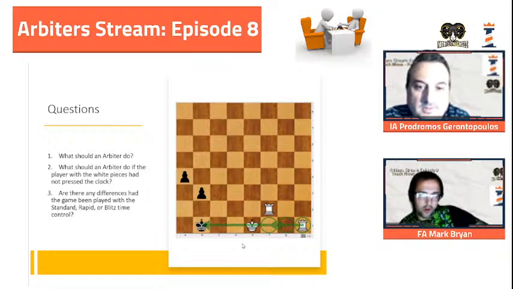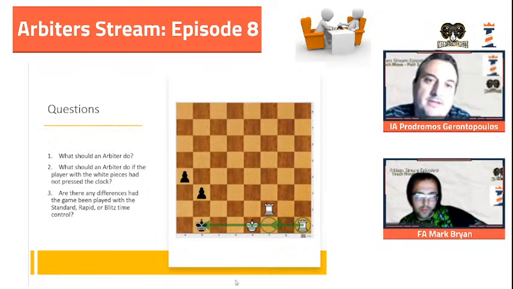So because the clock was pressed, black should get 2 minutes on the clock if it's a standard game. If it's rapid or blitz, it's only 1 minute. And now, if the clock was not pressed, the player will just do it again, and play a legal move in a legal way. And then if the flag fell. Yes, if the flag fell.